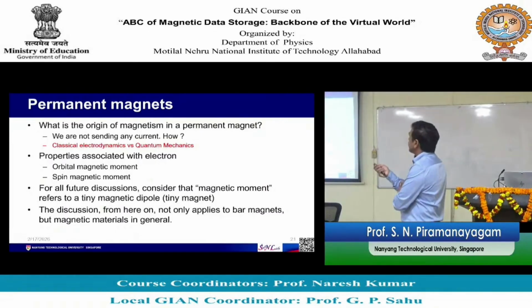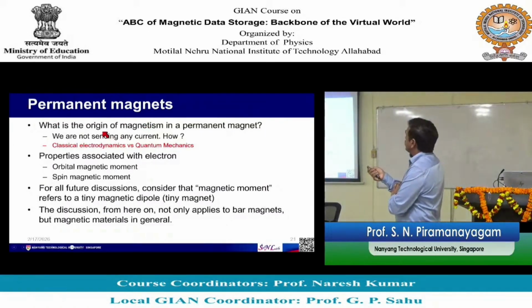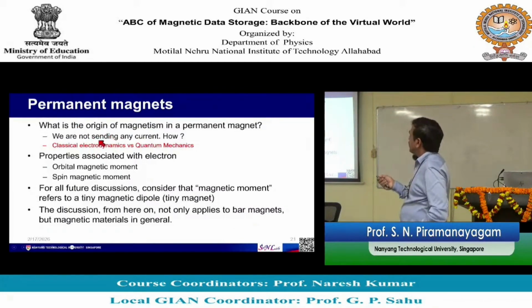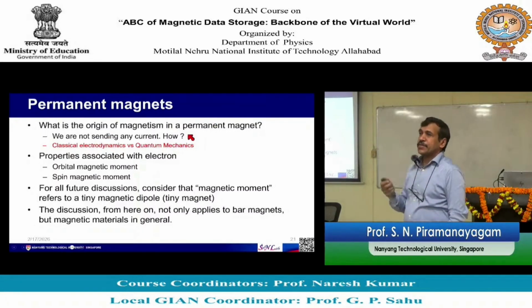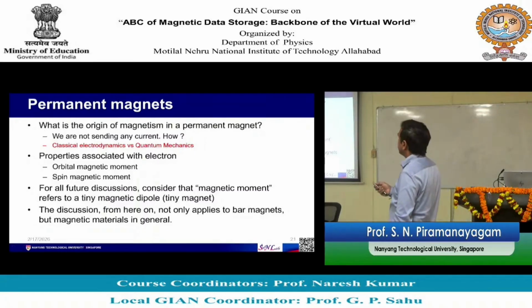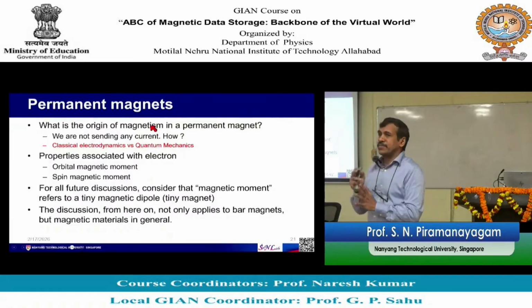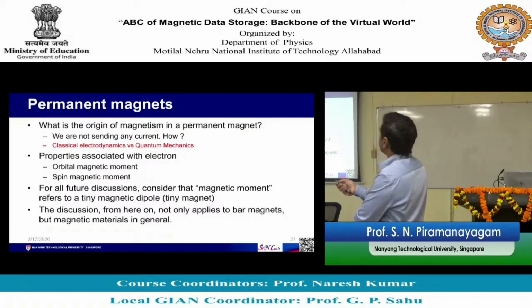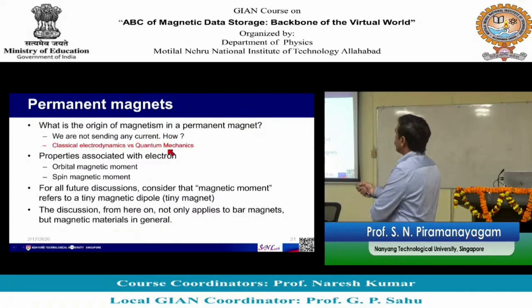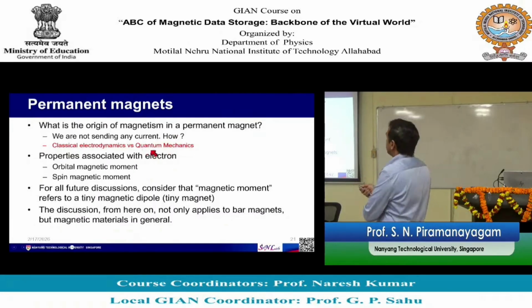Okay. So, in the case of a solenoid, we send current, we produce magnetic field. So, that is classical electrodynamics. When we talk about a permanent magnet, why it produces magnetic field, then we need to discuss quantum mechanics. But I will not go through the details of quantum mechanics, but I will touch upon a few basic aspects.